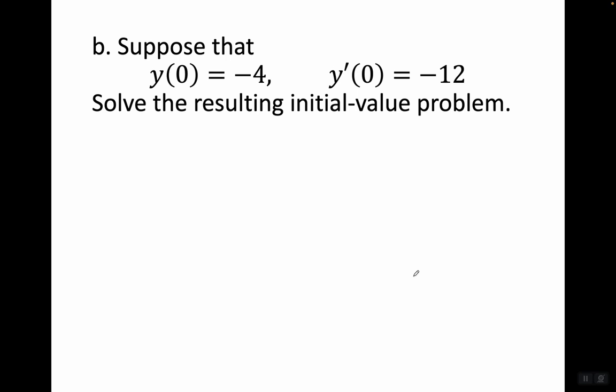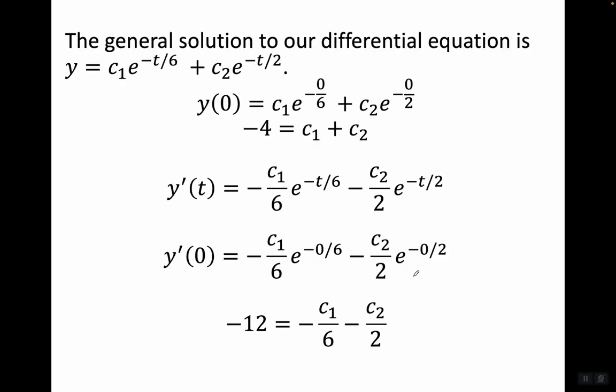Suppose that y of 0 equals negative 4, y prime of 0 equals negative 12. Solve the resulting initial value problem. Okay, this is the general solution, but now that we have a couple of initial values, we can plug those in and find out what c1 and c2 are. So we plug in t equals 0, but e to the 0 is just 1. So y of 0, which is negative 4, simplifies to c1 plus c2. So we get negative 4 equals c1 plus c2. Great, we've got one equation.